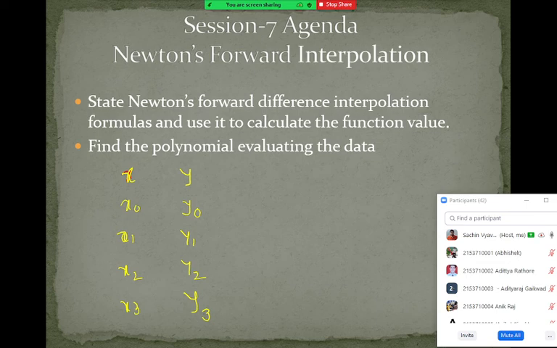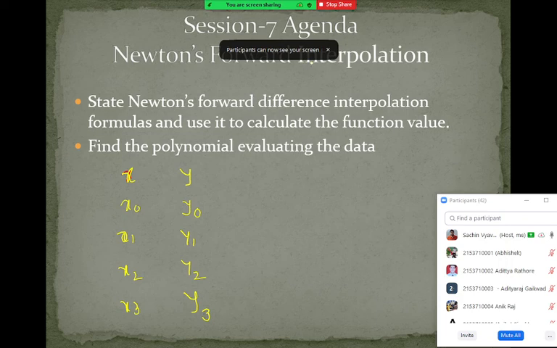So can you tell me which degree polynomial will fit this data? It is 3. Correct. We have already seen in finite differences that when we are given n pairs of x and y, a polynomial of degree n minus 1 will fit that data.